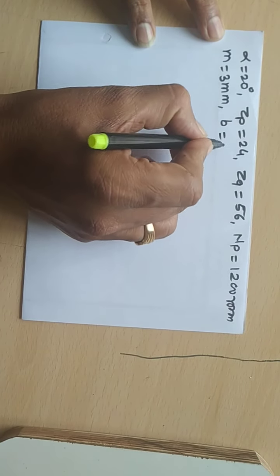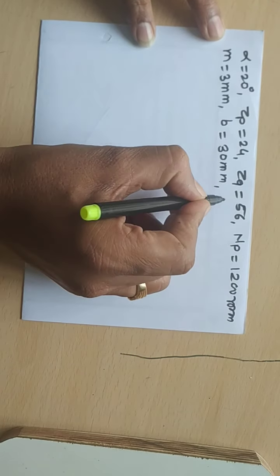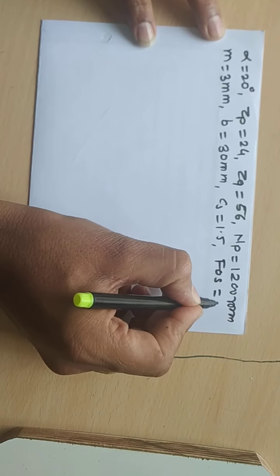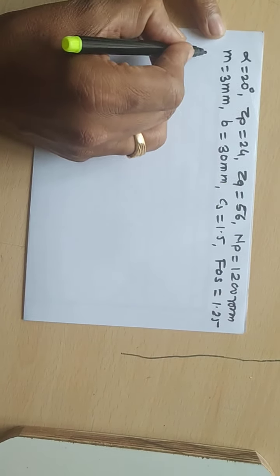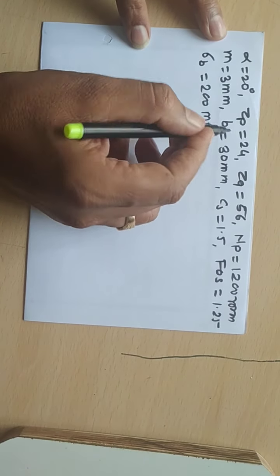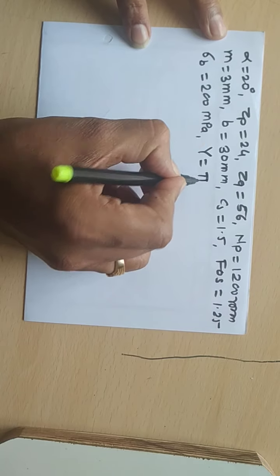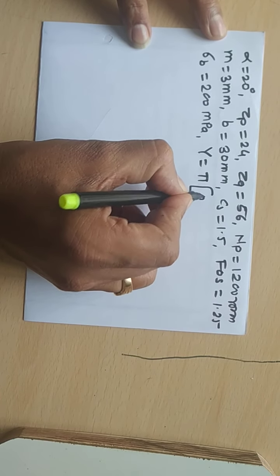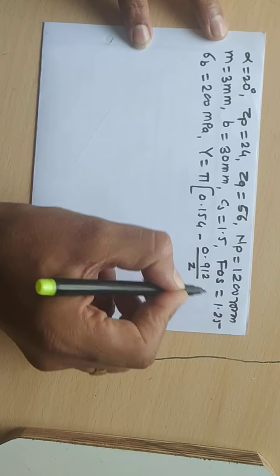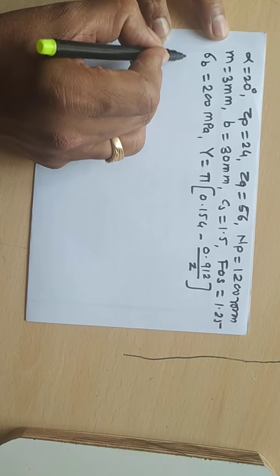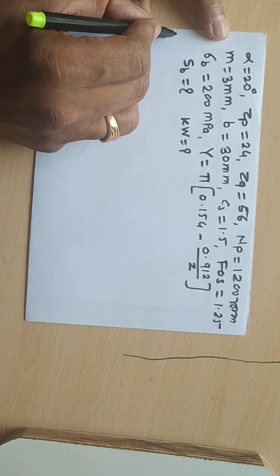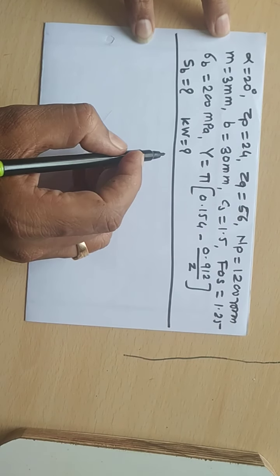Then face width B is given 30 mm. Service factor is given 1.5. Factor of safety is given 1.25. Bending stress sigma B is given 200 MPa and Y is given by the equation pi in bracket 0.154 minus 0.912 upon Z. Find the beam strength and the rated power.